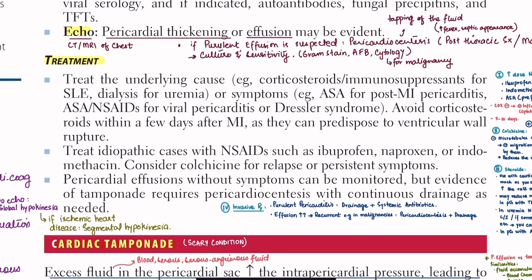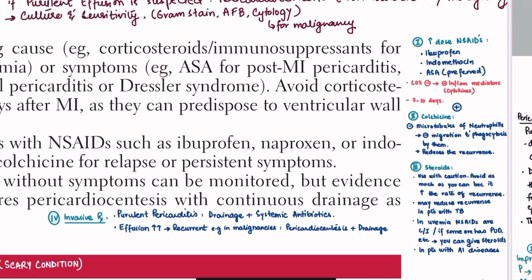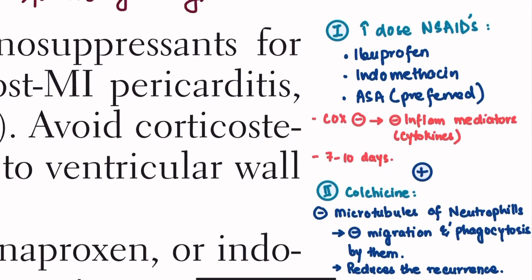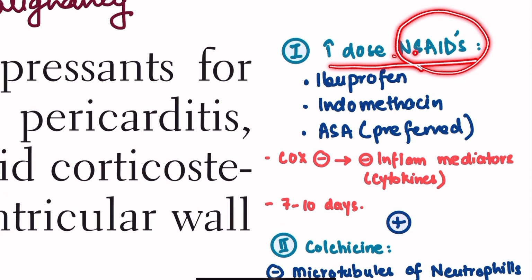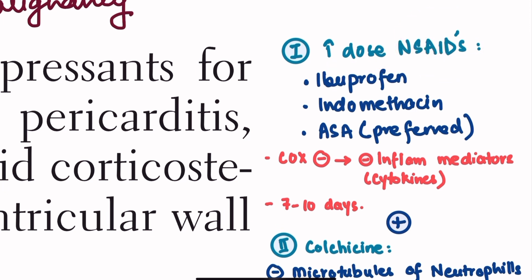After we have established that this patient has pericarditis, how can we treat this patient? So I will teach you from here. I have made it a little more organized. First of all, we will give an increased dose of NSAIDs, non-steroidal anti-inflammatory drugs. They will control the inflammation, and inflammation is the main insult, and we want to control it. For that, we can give ibuprofen, indomethacin, ASA, which is aspirin, and this is the preferred one.